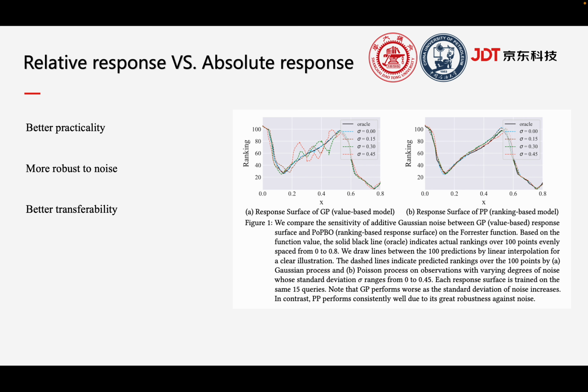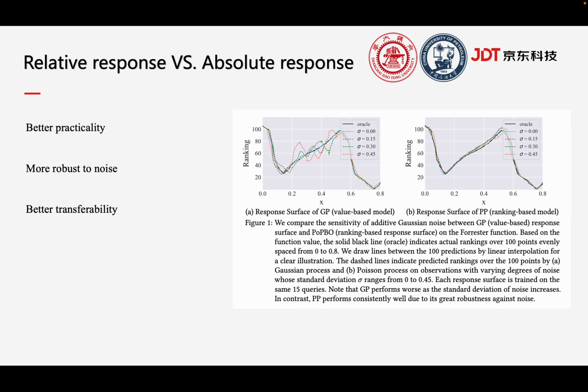Specifically, we sample 15 queries, add various degrees of Gaussian noise to the observations, and capture a response surface with a value-based model and our ranking-based model. In order to fairly evaluate the robustness to noise, we set the prior of noise at 0 when training the models. We can see that the ranking-based model performs much better than the value-based model.